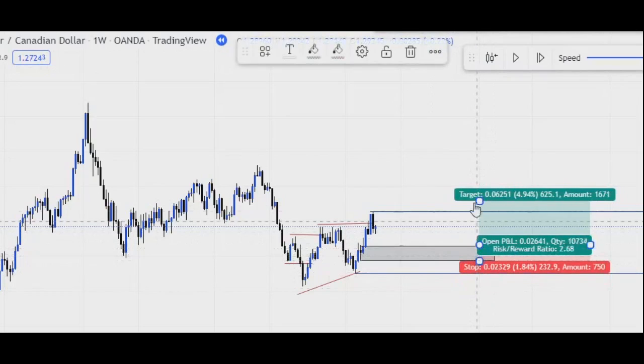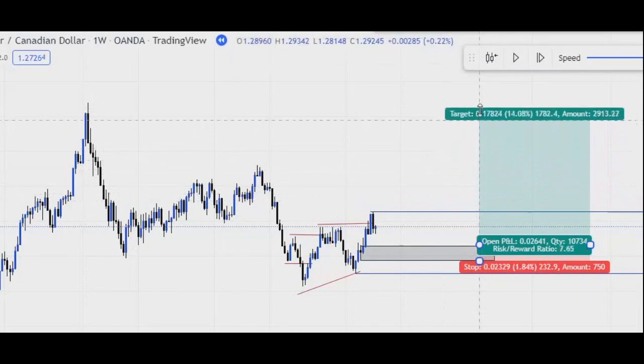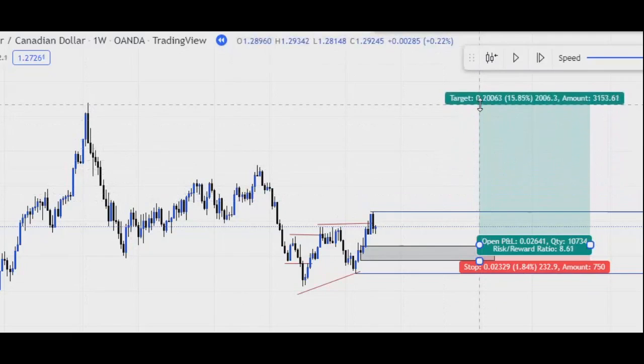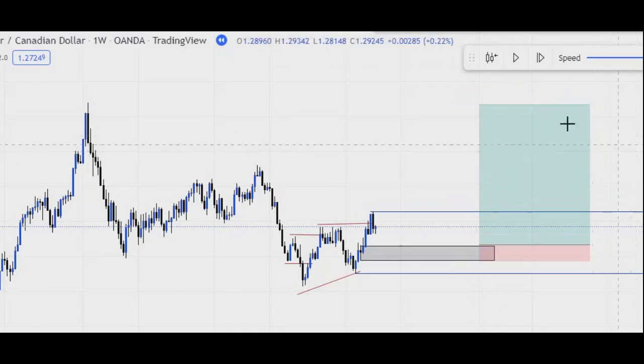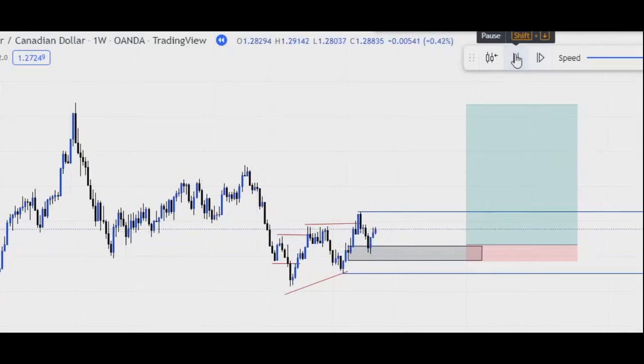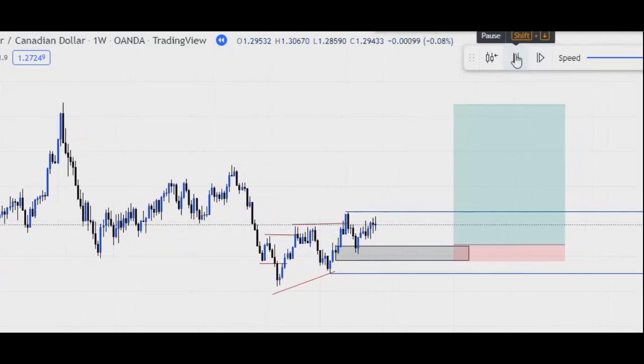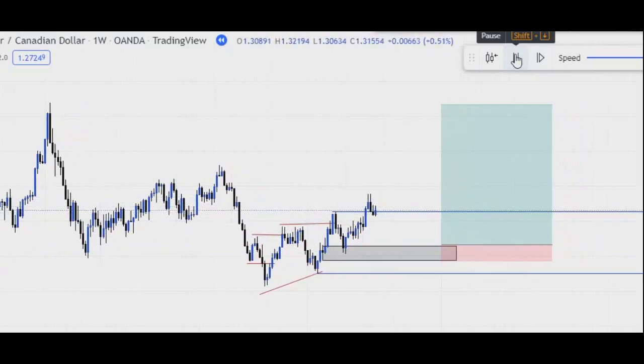All right? So you can target this high as your first take profit, and here as your second take profit. But I will target this high because it's a significant high, and price is likely to be attracted to that very significant high. All right? And that will give us 1 to 8.61 if it goes in our favor. So let's play price and let's see. Price tapped into our OB. Can you see that?